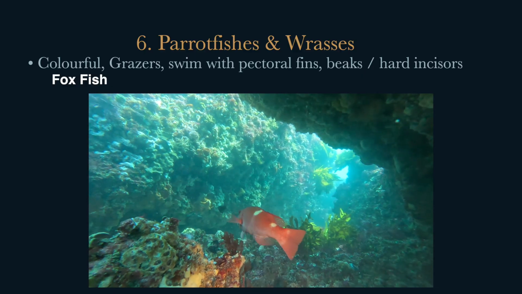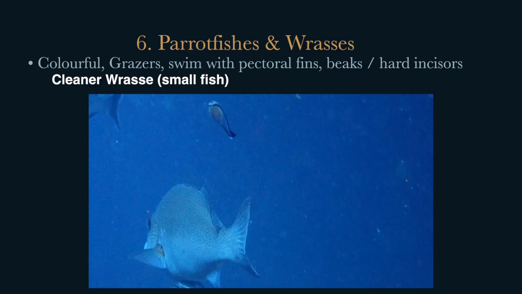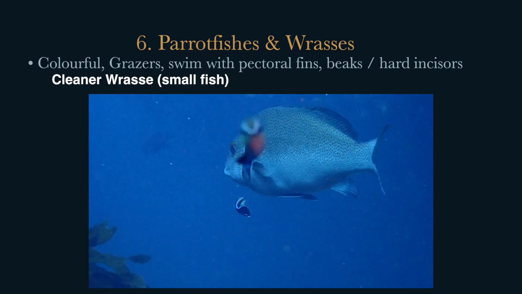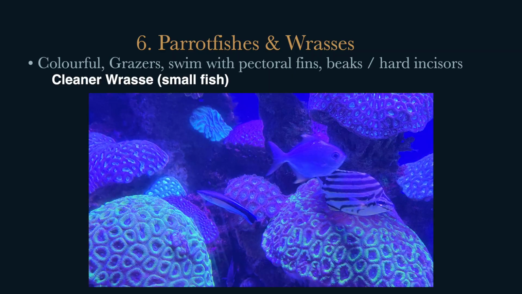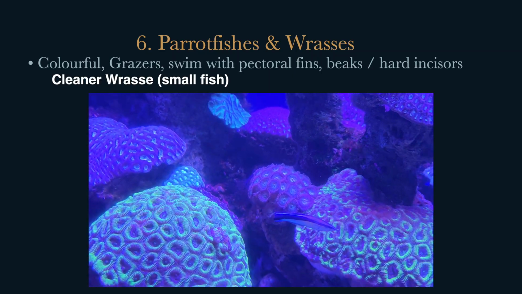Cleaner wrasse eat invertebrates and plankton. They live over coral reef and rocky reef in the tropical and subtropical zones. They are also hermaphrodites and grow up to 14 centimetres. They have a very distinctive stripe and an undulated up and down swimming pattern.